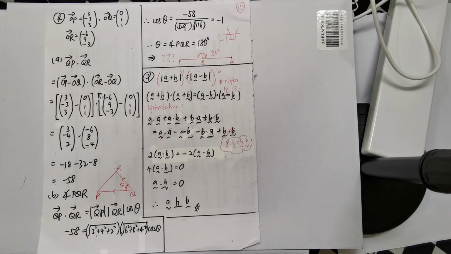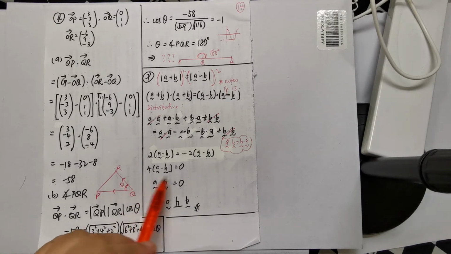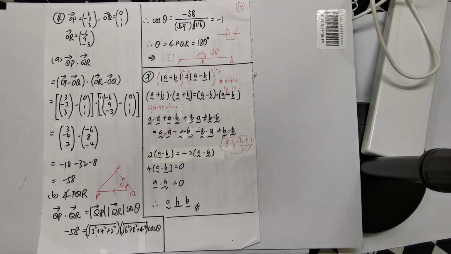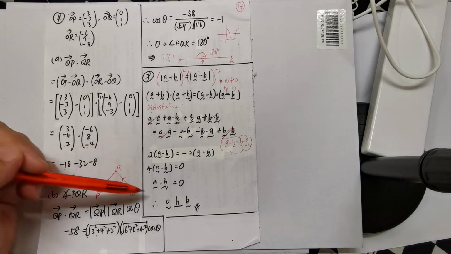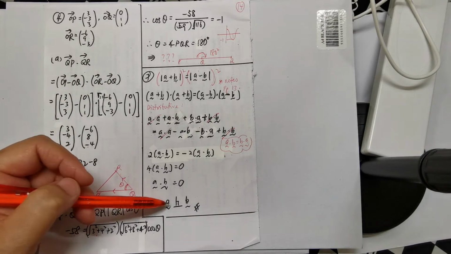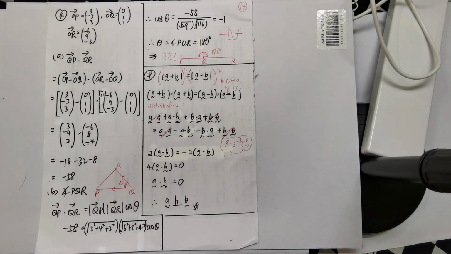That's why when you are asked to prove that two vectors are perpendicular, your direction is, you must find their scalar product equals 0. Use the information given to you, try to get the scalar product equals 0. Then you can conclude A and B are perpendicular to each other. Alright?